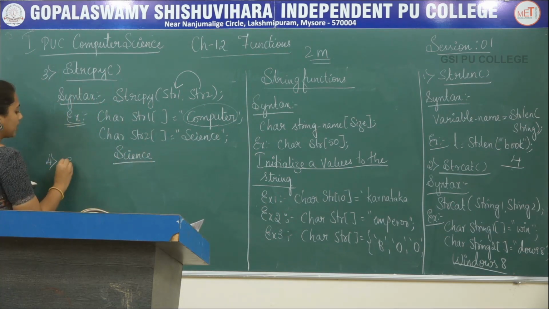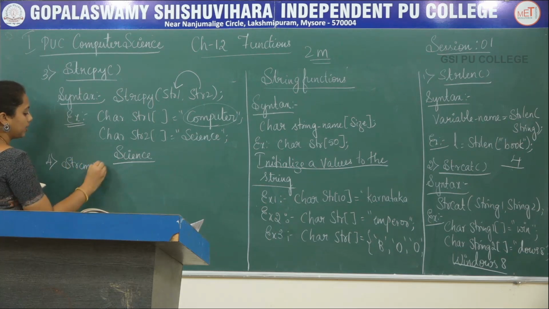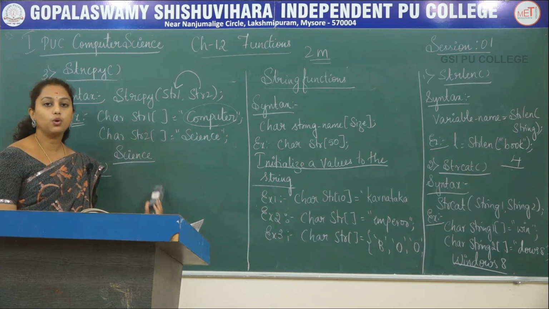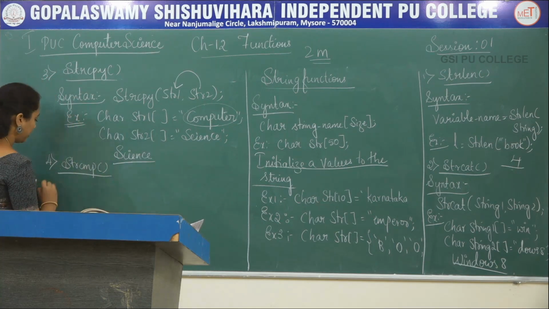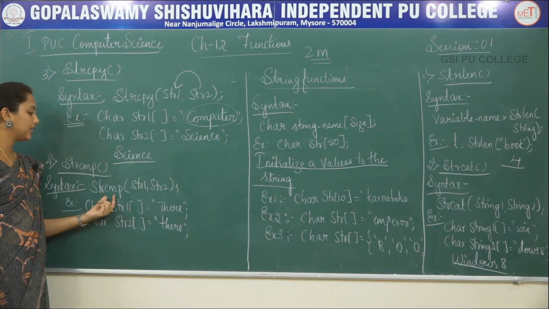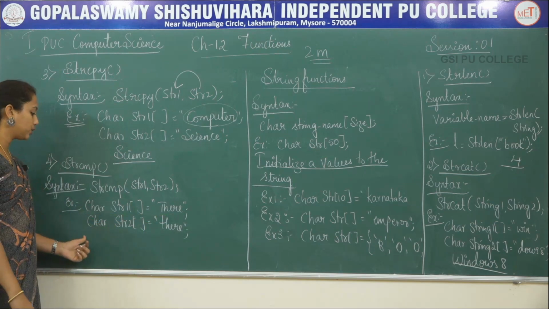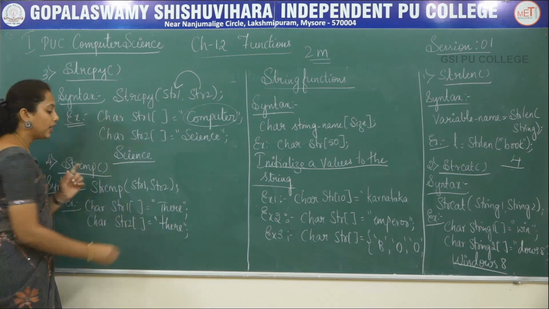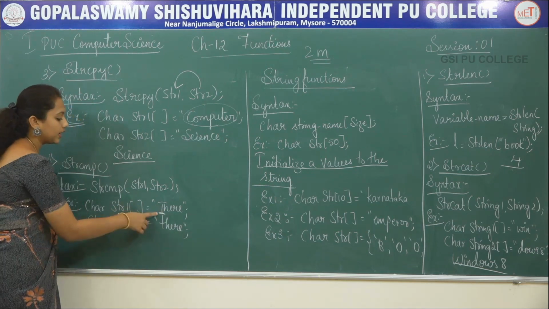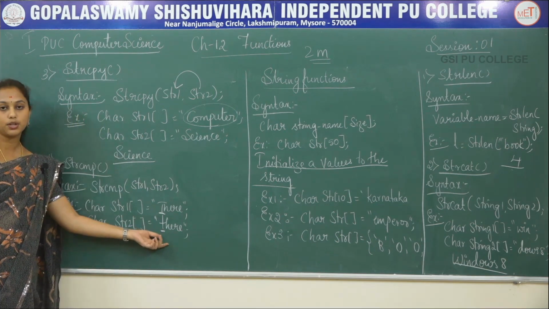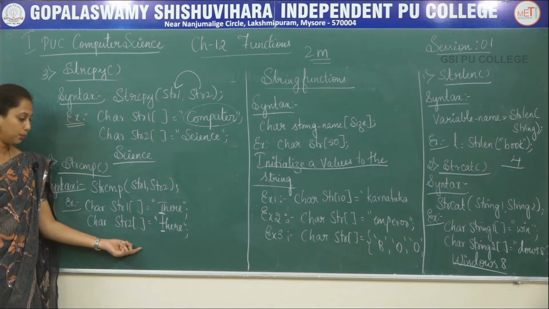Next function is the string compare function. So why do we use the string compare function? It is used to compare two strings. Here it is going to treat both uppercase and lowercase characters as different. The syntax for string compare is strcmp string 1 comma string 2. So string 1 contains Tea and string 2 contains also tea. But here T in string 1 is in capital letter and t in string 2 is in small letter. Hence it is going to return a negative value.